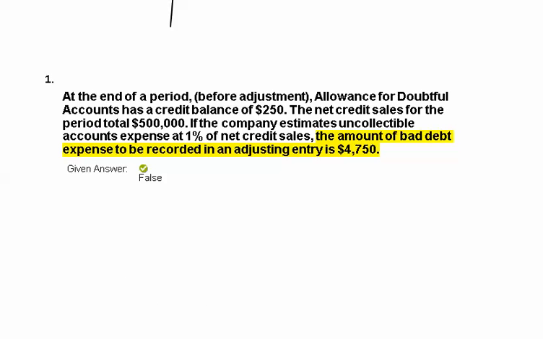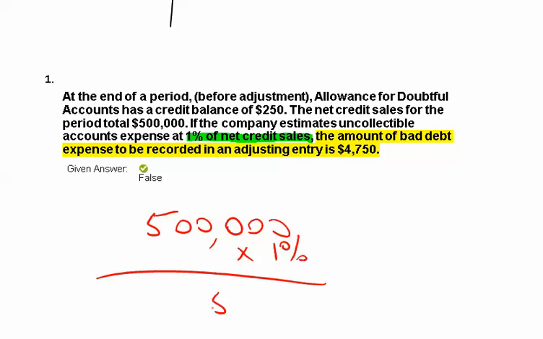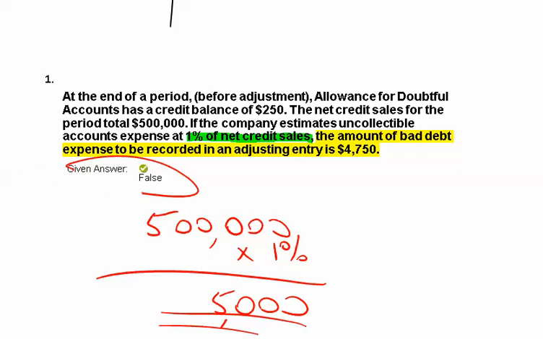All right, what's going on here? 1% of net sales, then I can make my adjusting entry, and that's going to be $500,000 is my net sales, credit net sales, and I'm going to multiply this times 1%, and that's going to be $5,000, and so the answer to this would be false.